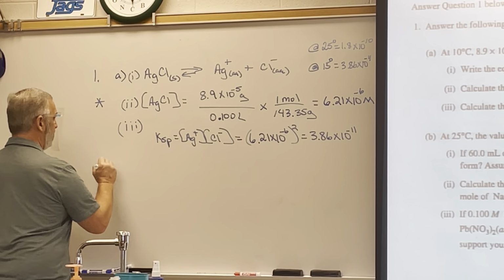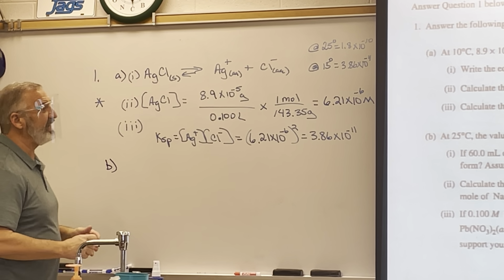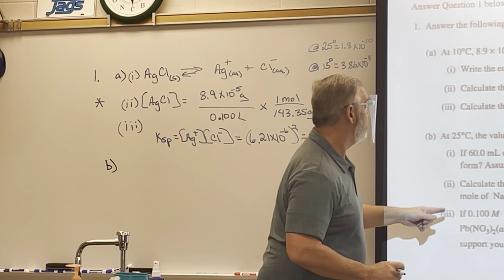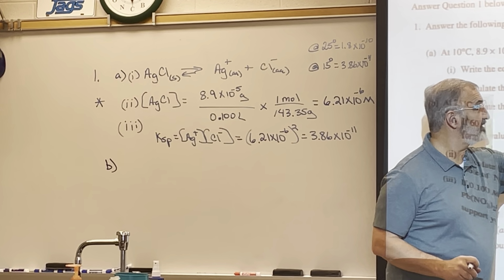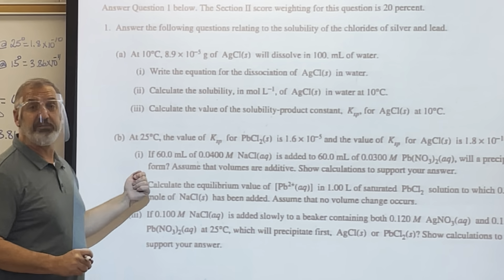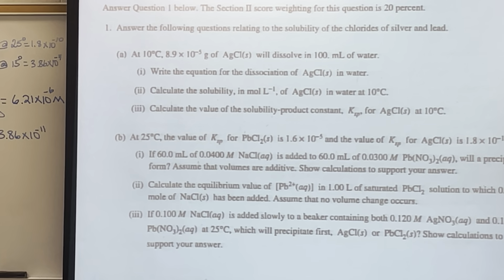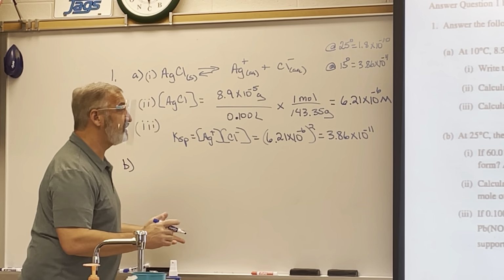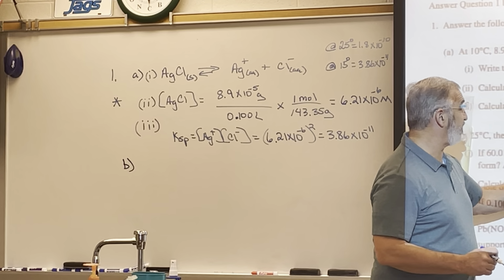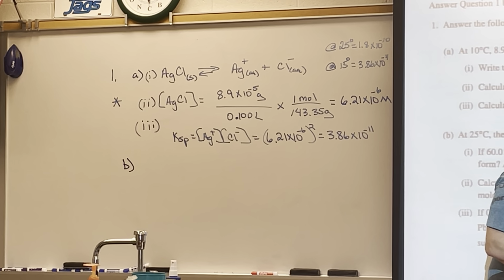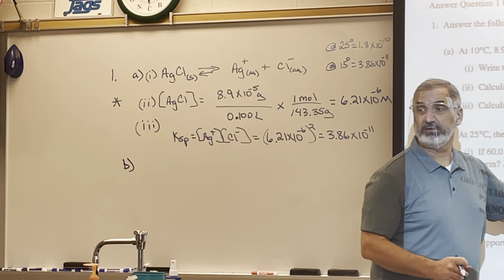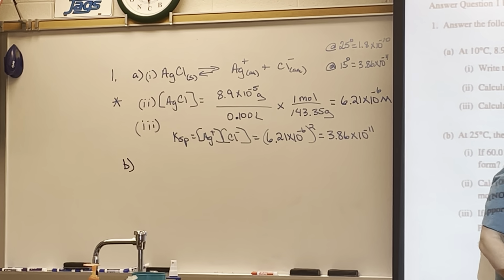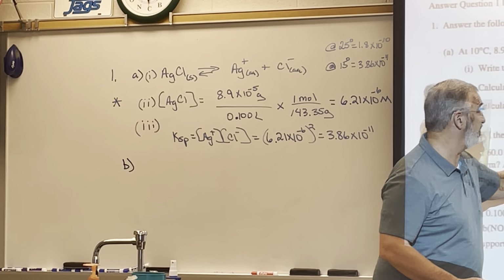1A. B. Now, at 25, the KSP for lead is this, and the KSP for silver, here it is at 25, okay? Now, if 60 milliliters of this and 60 milliliters of that are added, will a precipitate form? So what do we have to do on this one? Find Q, right? And before we even find Q, now we're mixing, if I'm putting NaCl and lead nitrate together, which one of these two precipitates am I going to be really dealing with? The lead chloride, right? So I can totally ignore this information for right now, because mixing these two is just going to make this one.